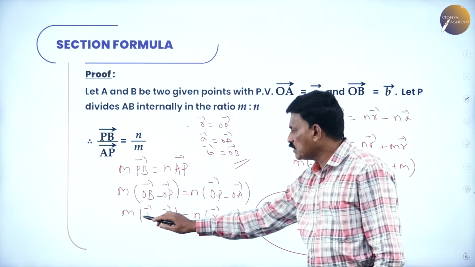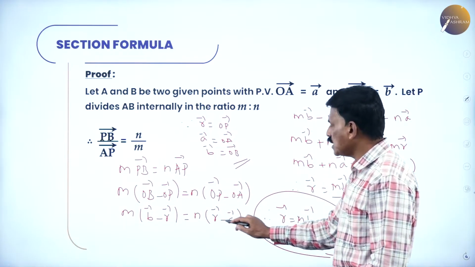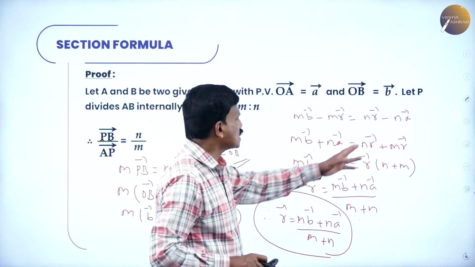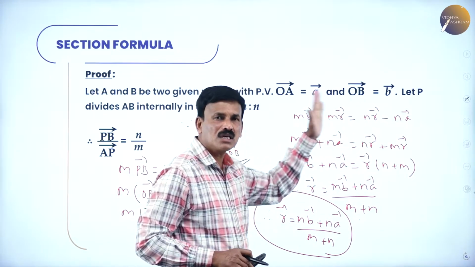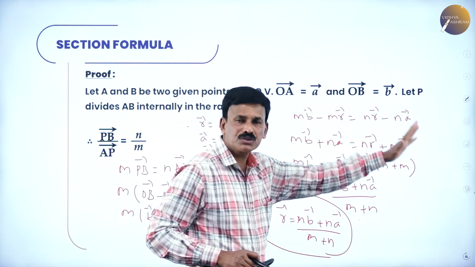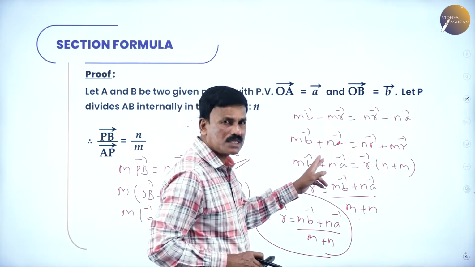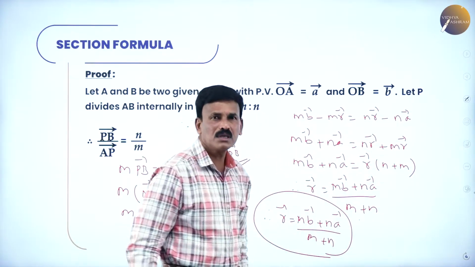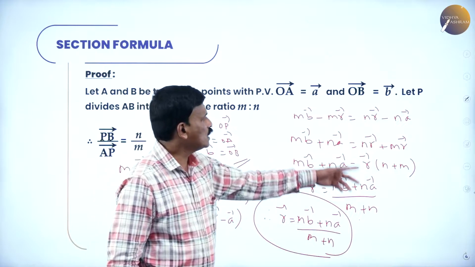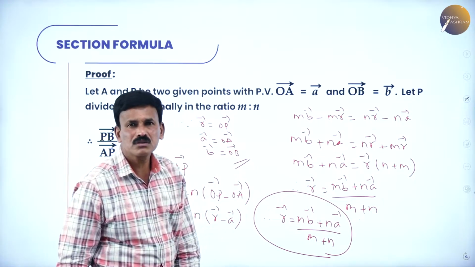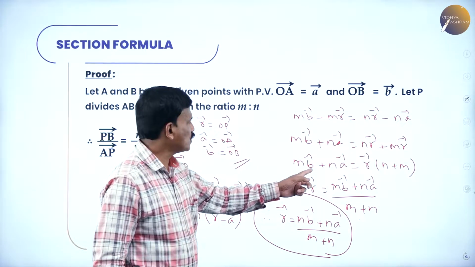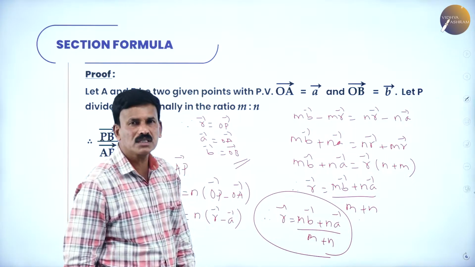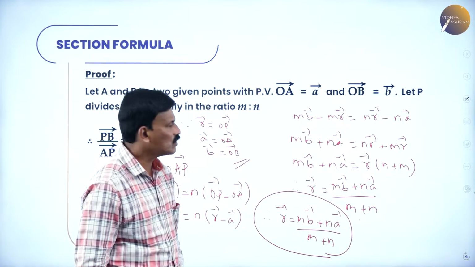m into vector B minus m into vector R is equal to n into vector R minus n into vector A. Transfer these terms. Transfer minus nA to the left hand side and minus mR to the right hand side. Minus nA becomes plus nA, minus mR becomes plus mR. So, m into vector B plus n into vector A is equal to n into vector R plus m into vector R. Take R as a common factor: vector R out, n plus m or m plus n.